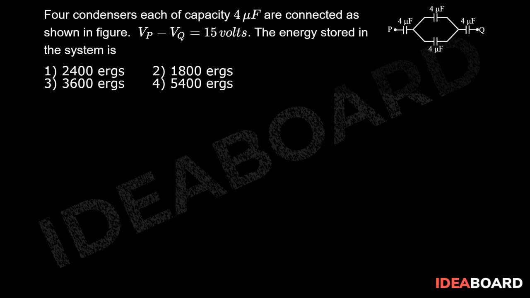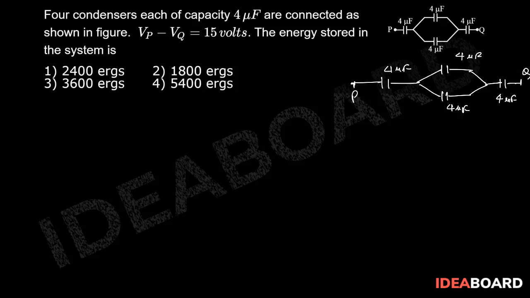So now in this question, we can assume a situation like this, that 4 microfarad capacitor is here, and we have one capacitor like this, and another capacitor like this, and another capacitor like this. All are of 4 microfarad, and they are saying that the potential difference between P and Q, so that means VPQ, is 15 volts, which is given in the question.